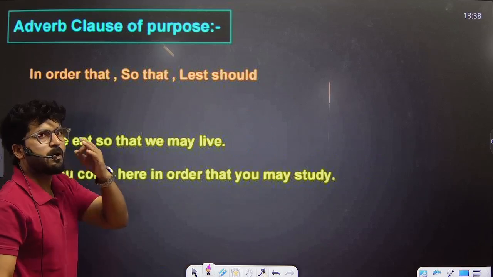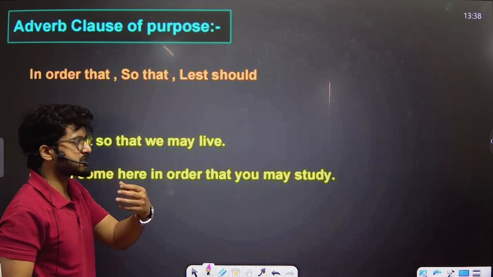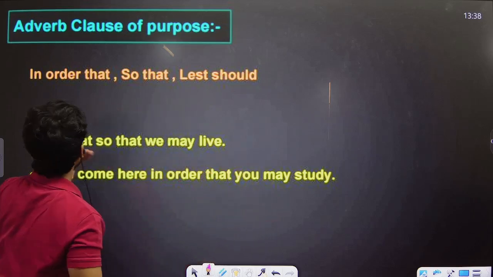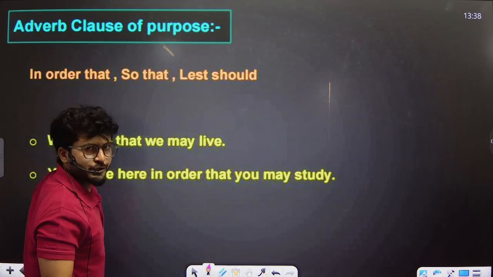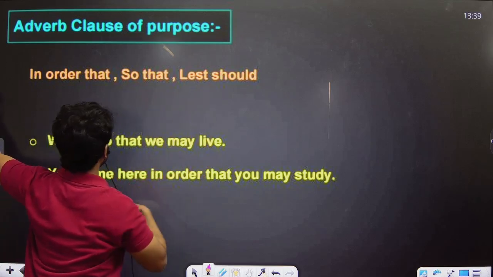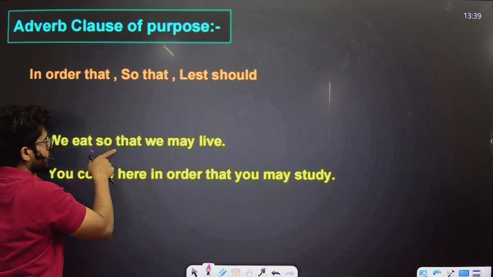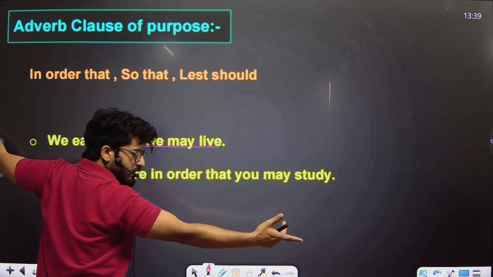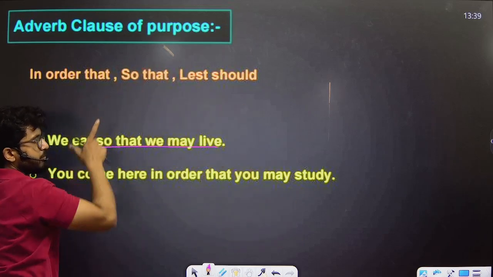Then you have the purpose. है ना, पर्पस का मतलब किसी चीज को करने का मतलब. Okay, like in order that, उद्देश्य, we can term उद्देश्य. In order that, so that, lest, should, like we eat so that we may live, हम खाते हैं ताकि हम जी सकें. So that is what? That is giving you the purpose.